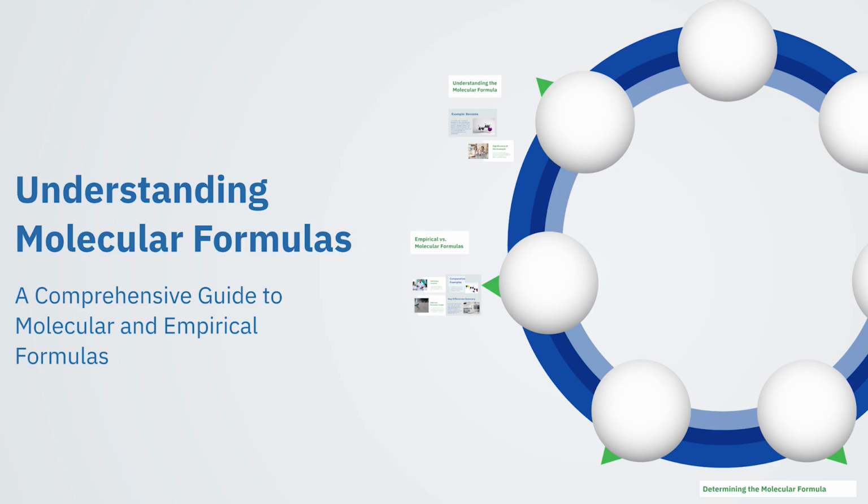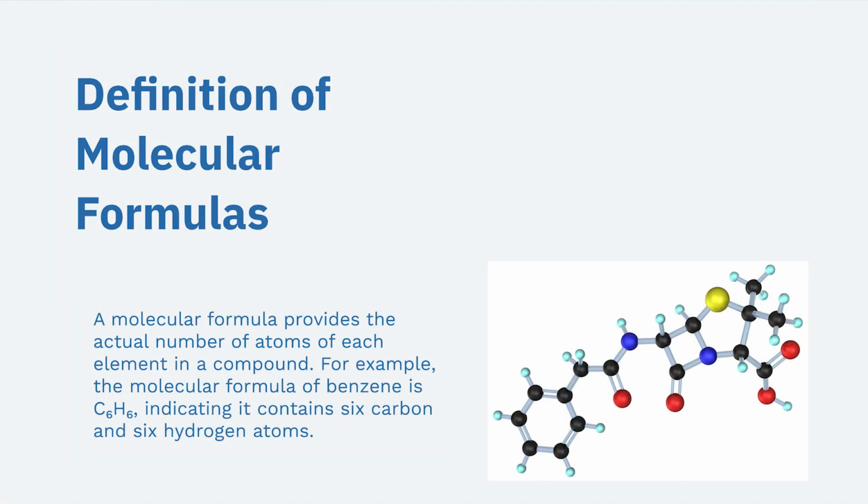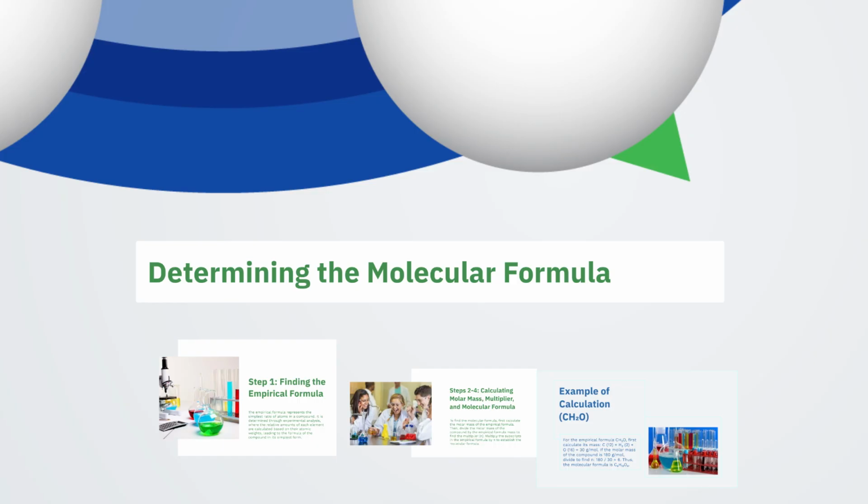Now let's talk about molecular formulas. The molecular formula provides the actual number of atoms of each element in a compound, which can be different from the empirical formula. Here is what you need to know. The molecular formula shows the actual number of each type of atom in a molecule of a compound. For example, the molecular formula of benzene is C6H6, which means each molecule of benzene contains 6 carbon atoms and 6 hydrogen atoms. Now, how do we determine molecular formula?